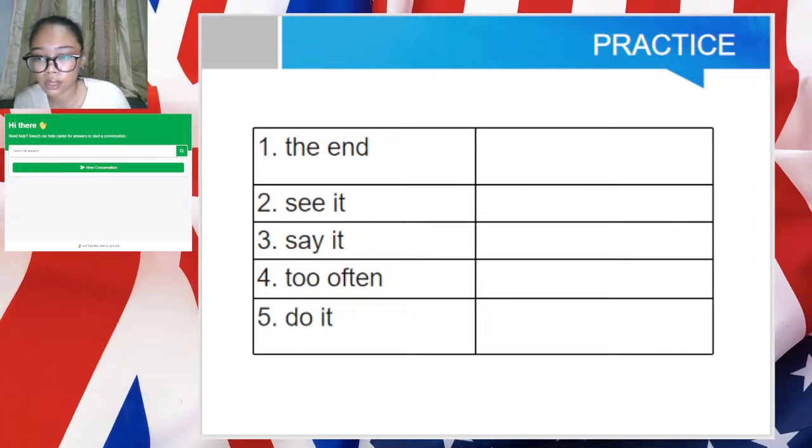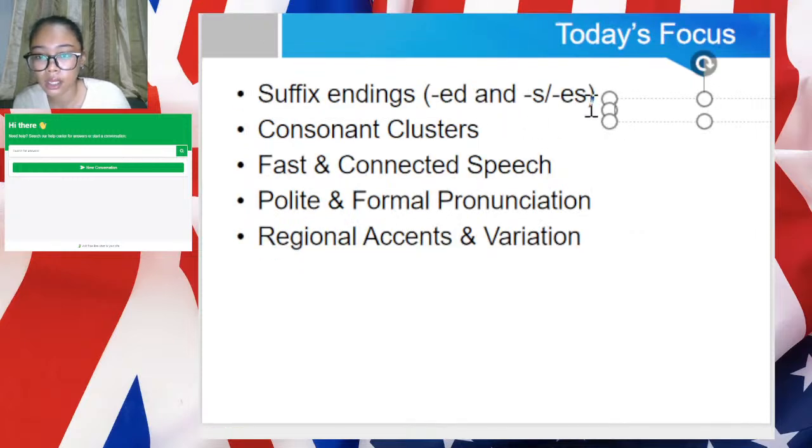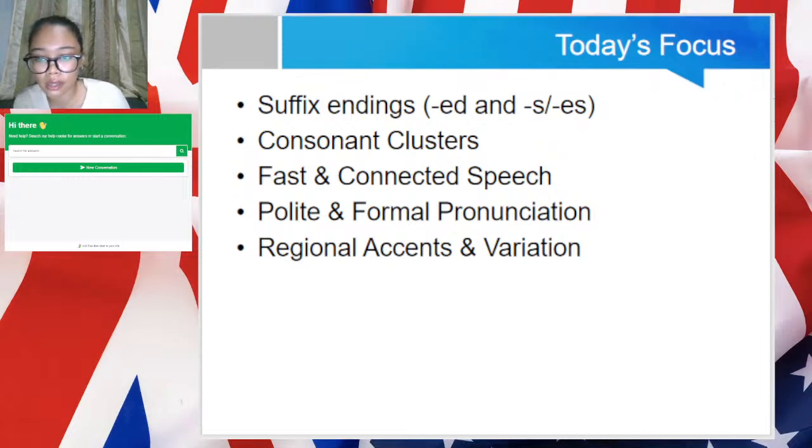To recap, we've talked about suffix endings. In suffix endings, there are two types: the suffix ed and the s or es suffixes. When we say ed ending, we use it for the past tense of regular verbs. There are three rules. The first rule is the t sound, when you have an unvoiced sound and you pair it with an unvoiced sound also. The second rule is the sound d for voiced sounds, and the last one is id, which is adding another syllable.